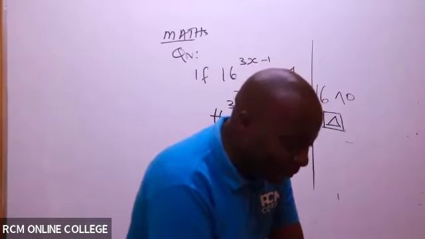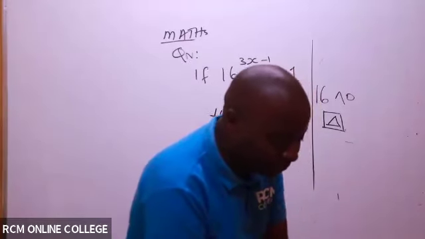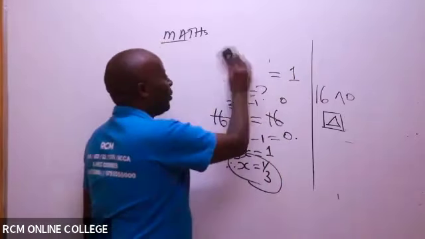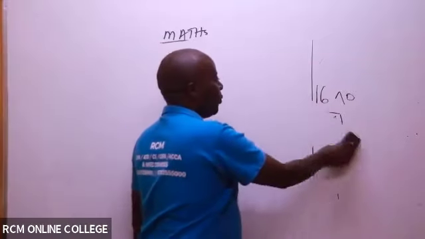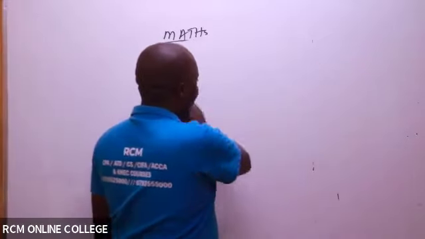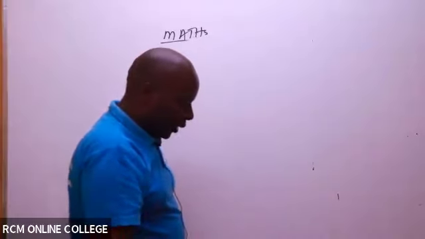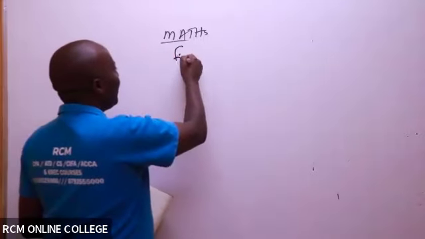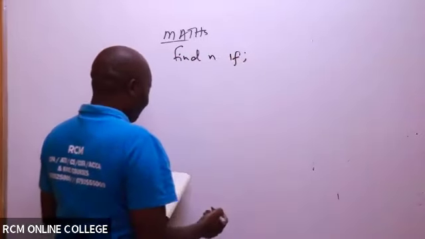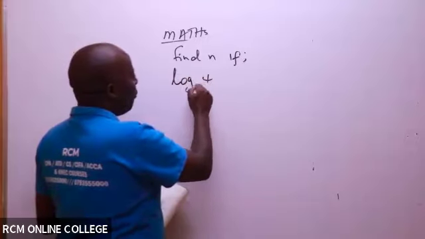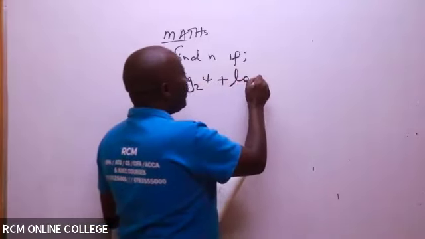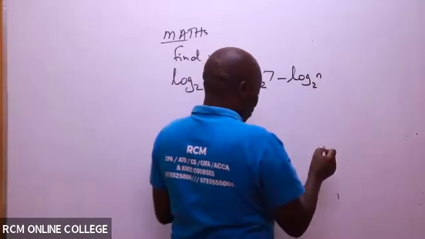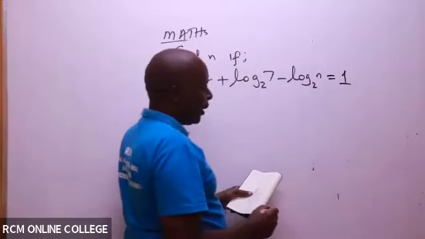Now, using the same concept, ladies and gentlemen, how about this one? They have told us to find n. Now, you guys should be able to do this one as I now give you the test. For me to be able to give you a present, I must give you a test. Find n if logarithm of 4 to base 2 plus logarithm of 7 to base 2 minus logarithm of n to base 2 equals 1. Find the value of n.